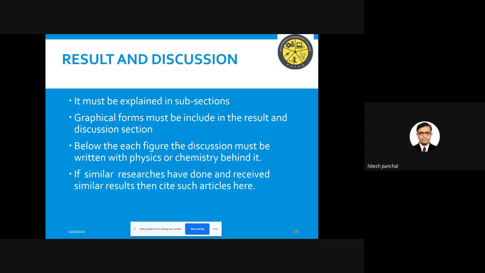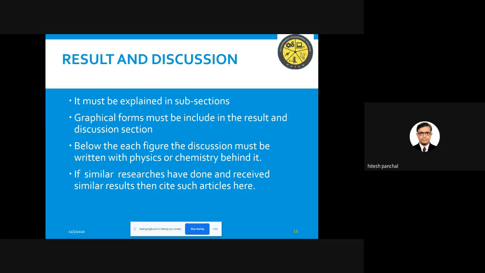But if you use nanomaterials with the energy storage material, you will increase the output. So the reason behind the increment of the output is what you should write in the result and discussion. That is why I have put the words physics or chemistry behind it. And sometimes what happens is, if you add figure number 3, below figure number 3 you can find the explanation of figure number 4.